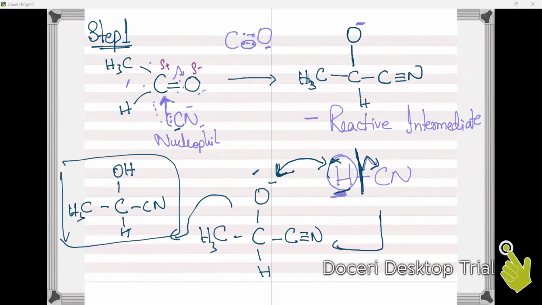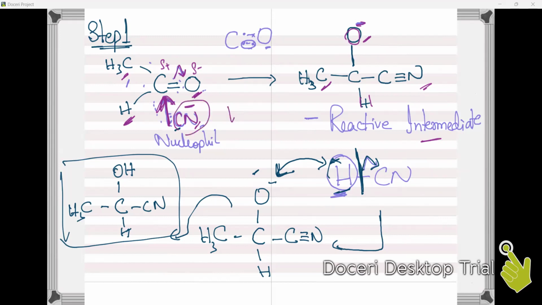Now, here's the mechanism. This was cyanide, and this cyanide with a negative charge is attracted to this carbon. Carbon will break the bond with oxygen as another nucleophile, a negative charge element, is coming to it. So when the bond is broken, this oxygen is in a negative charge. There's a hydrogen over here, then there's a CH3, and then there's the cyanide ion attached. This is a very reactive intermediate.